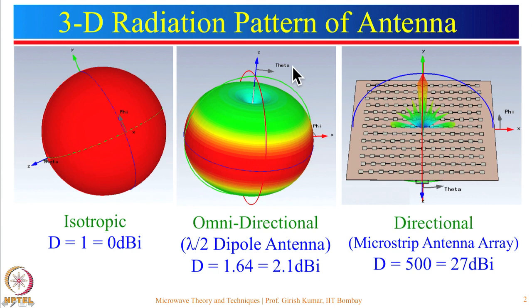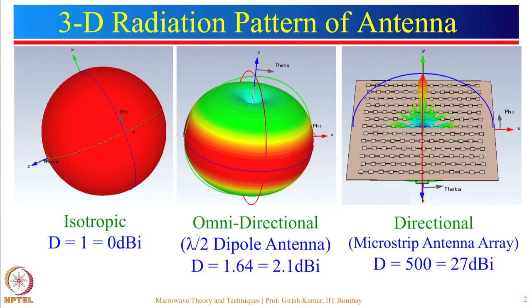Antenna radiation pattern is defined in three dimensions. The 3D radiation patterns of the different antennas are shown over here. This is the radiation pattern for an isotropic antenna. Basically, an isotropic antenna will radiate equally in the sphere, so it will radiate equally in all the directions. However, I want to tell you there is no isotropic antenna in the real world. So, this is basically a reference antenna for the other antennas. For this reference antenna, we say directivity is equal to 1, which corresponds to 0 dBi.